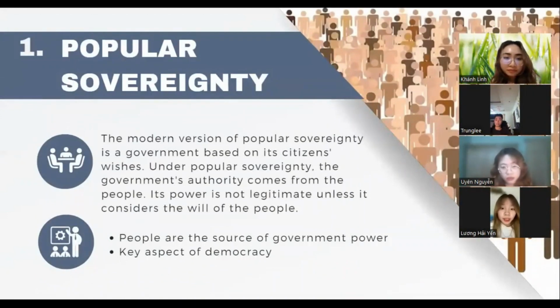The modern version of popular sovereignty is government based on its citizens' wishes. Under popular sovereignty, the government's authority comes from the people. Its power is not legitimate unless it considers the will of the people. So people are the source of government power and other key aspects of democracy.